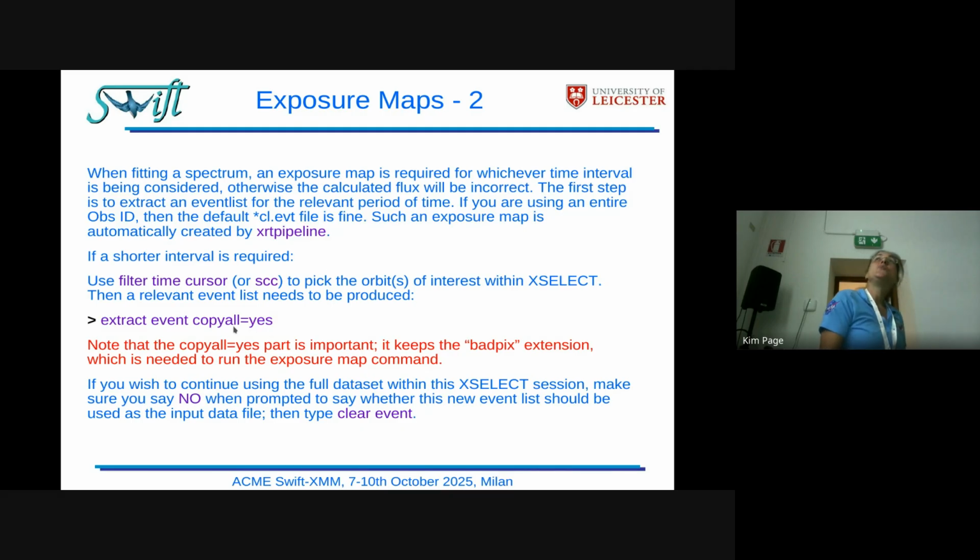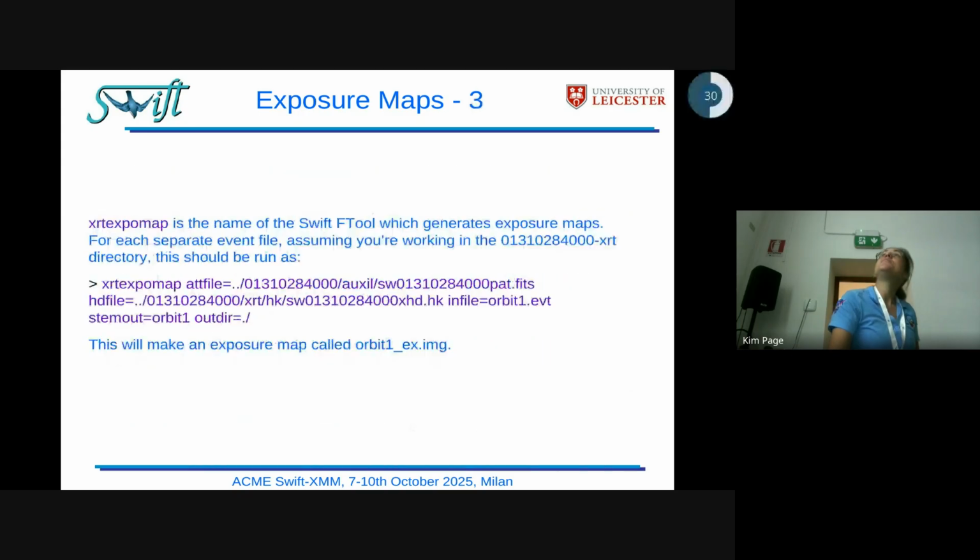But before that, you need an event list to match that time interval, because the exposure map is generated from an event list. So in XSelect again, you would say extract event this time, rather than spectrum or light curve. You also definitely need copy all equals yes, because otherwise it loses the information about the bad pixels and it means your exposure map won't work. So extract event, copy all equals yes. And then XRT Expo map is the tool that will build you the exposure map that you want.